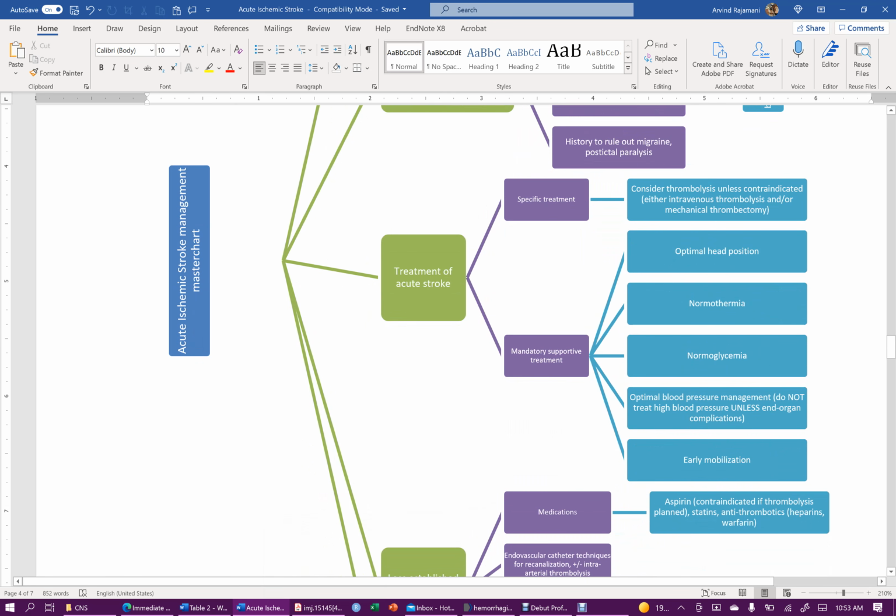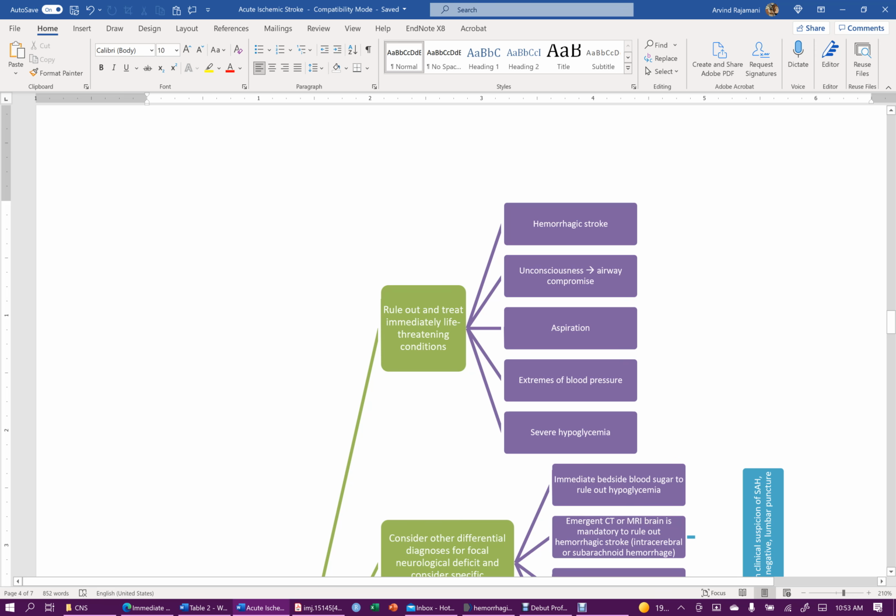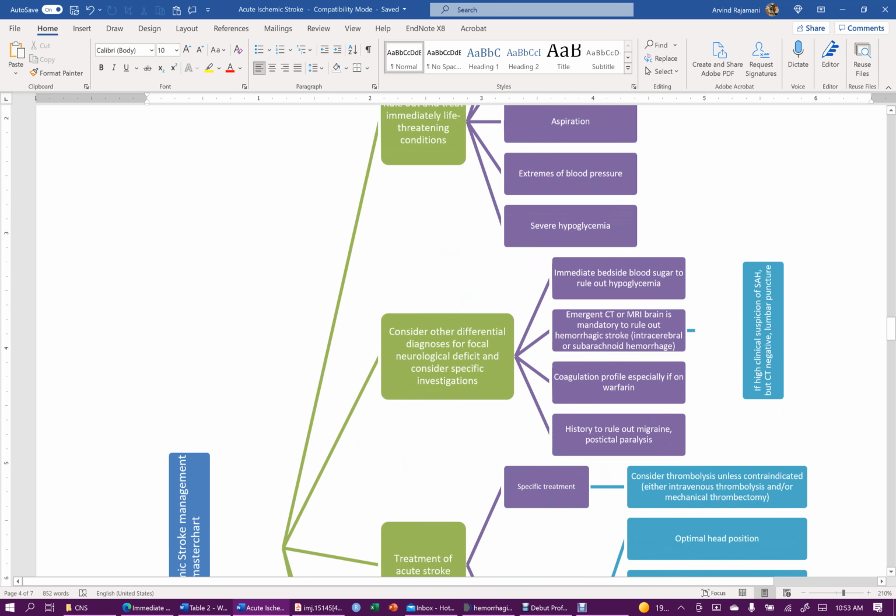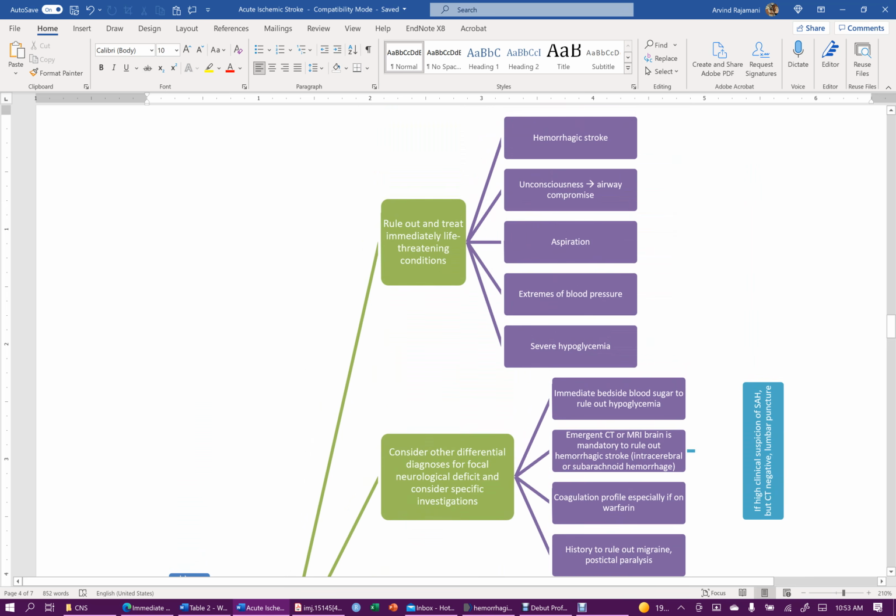Just trying to do some educational stuff online in the setting of reduced classes during COVID. So there's a patient in the ICU with an acute ischemic stroke, and I'm just doing a master chart on a little treatment algorithm. So, firstly, if you have somebody with an acute ischemic stroke, the four green headings are the important things that you'll have to consider first. The headings are ruling out life-threatening complications.